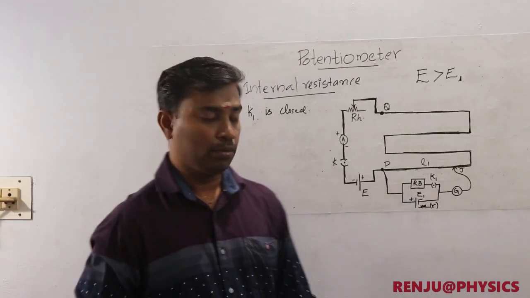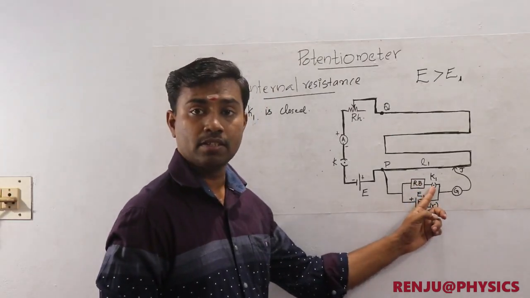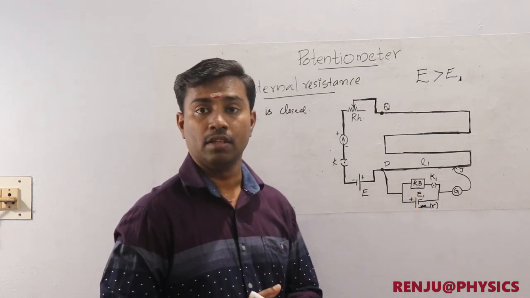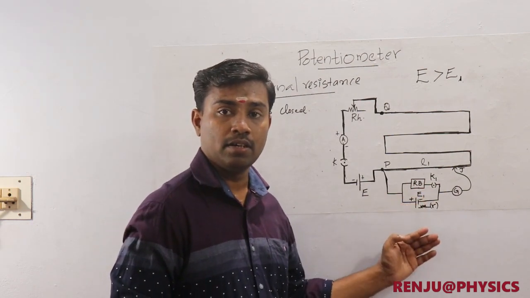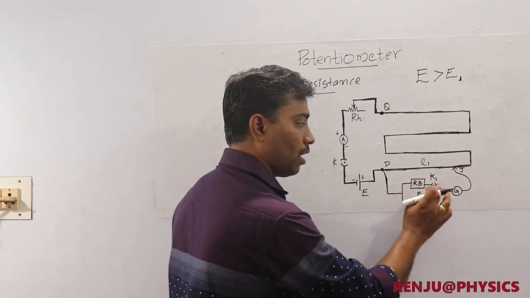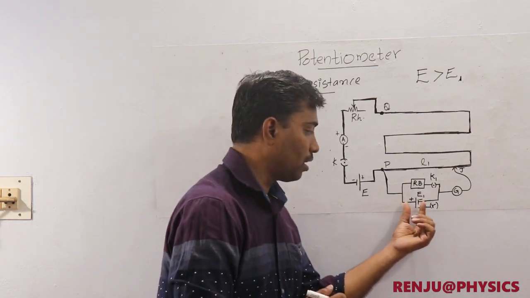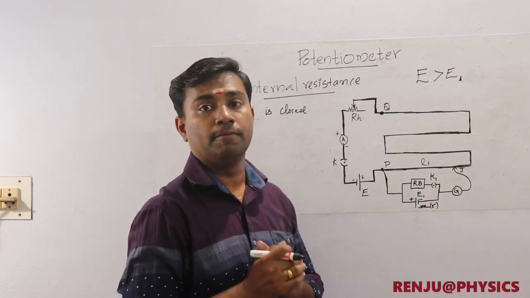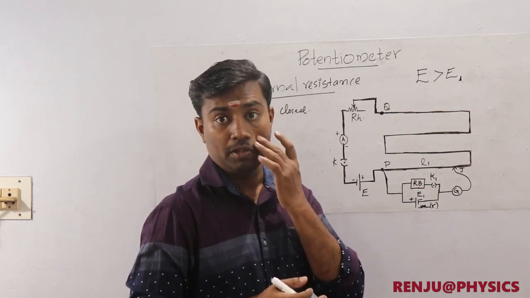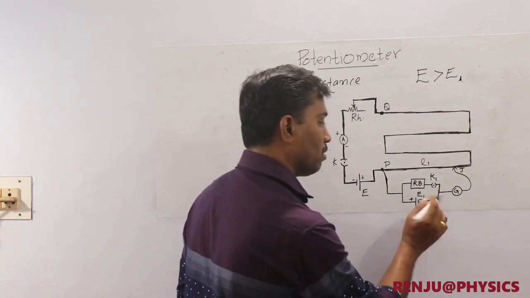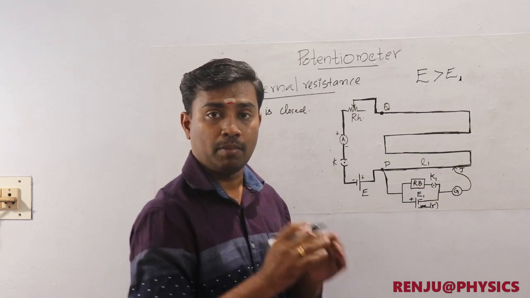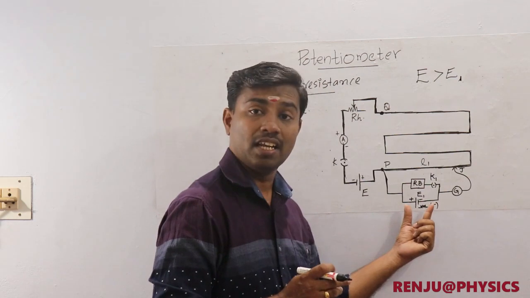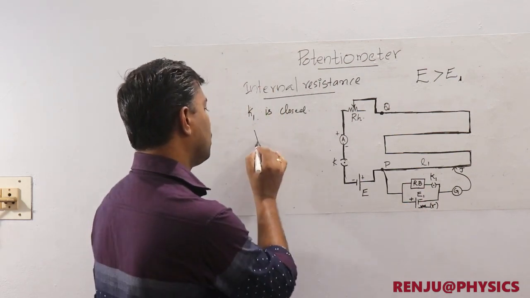Now the key K1 is closed. So the resistance RB is in the circuit, and current flows through it. The potential across E1 will be reduced. Now it becomes the terminal potential, because the current is passed through the cell and due to the internal resistance. So we consider V as the terminal potential.